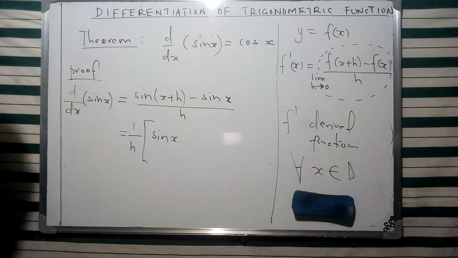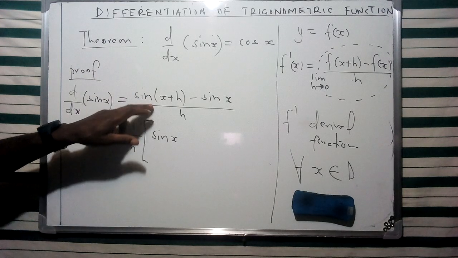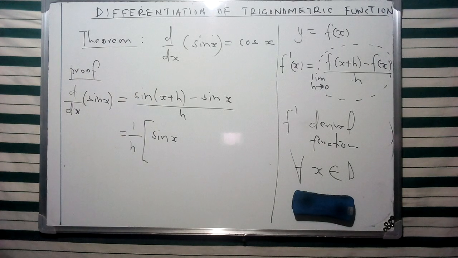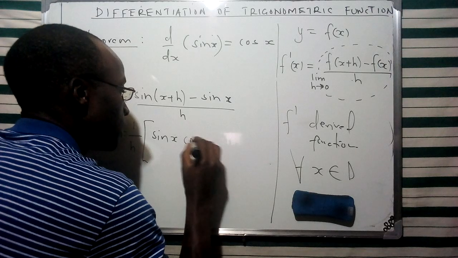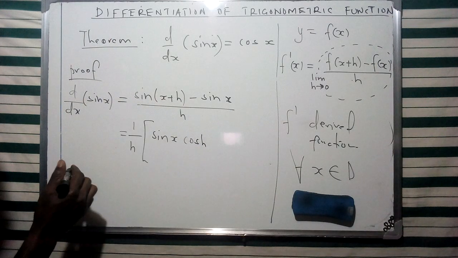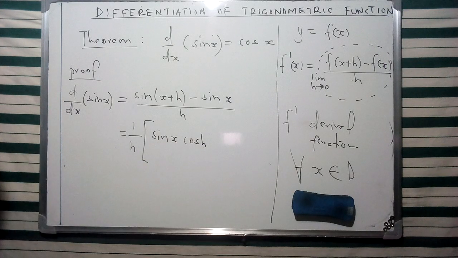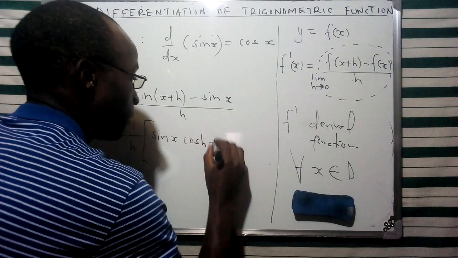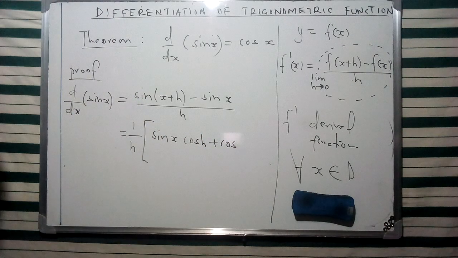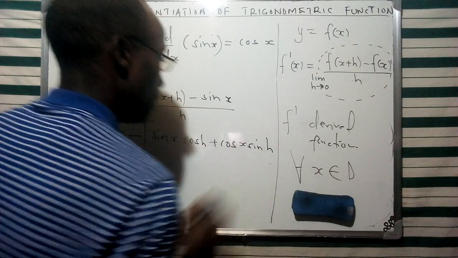Now, in our study about the difference and the sum of trigonometric ratios like the sine and the cosine, for the sum of angles, we have this specific notation, whereby the sine of x plus h is equivalent to sine x cosine h, plus cosine x sine h, given as such.